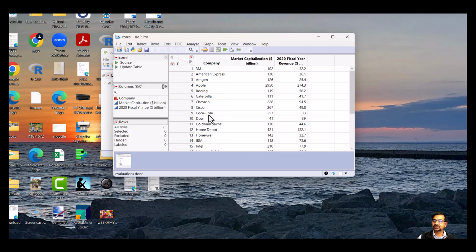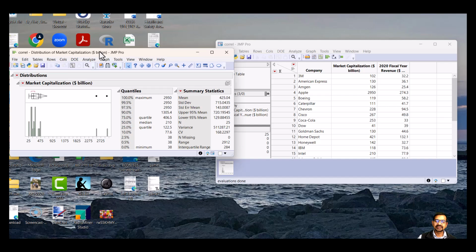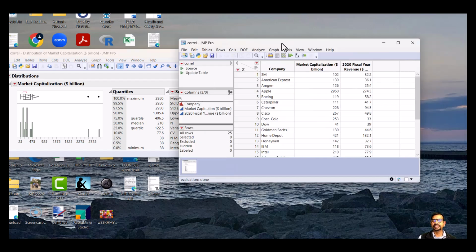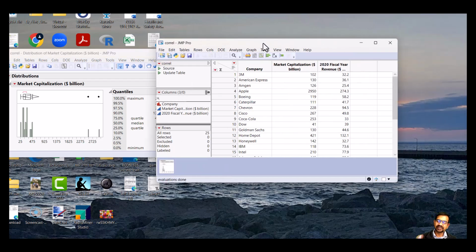To look at the z-score, we will basically take each of these values, subtract the mean, and divide by the standard deviation. So we'll take 102 minus 425 divided by 715, and we keep doing that for every single data point. But in JMP, we can very easily obtain standardized values.